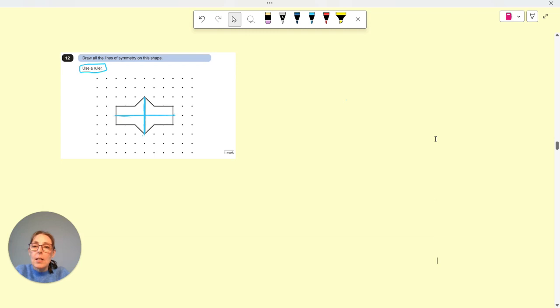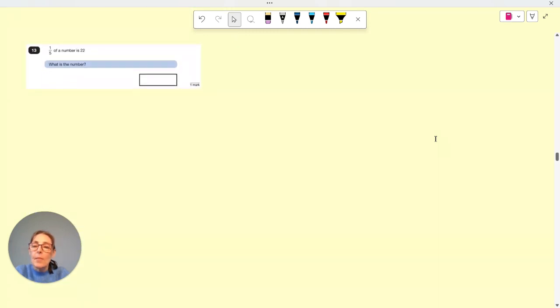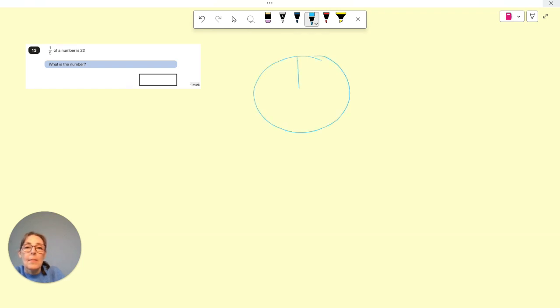Okay, let's have a look at the next question. Question 13. 1/5 of a number is 22. What is the number? 1/5 of a number is 22. So let's think, if I had a circle and I divided it roughly, very roughly, into 5 parts, 1, 2, 3, 4, 5, and 1/5 of the number is 22. That means that each section is the same.